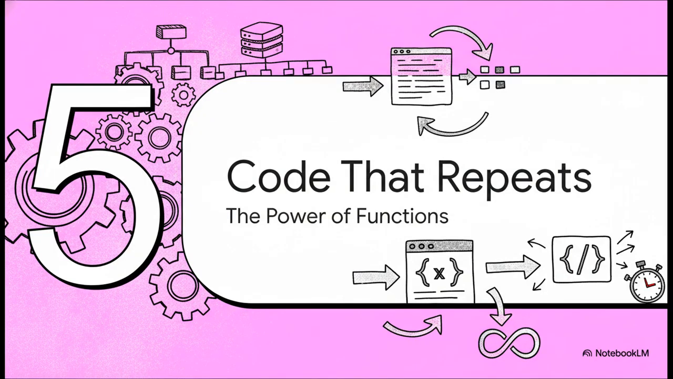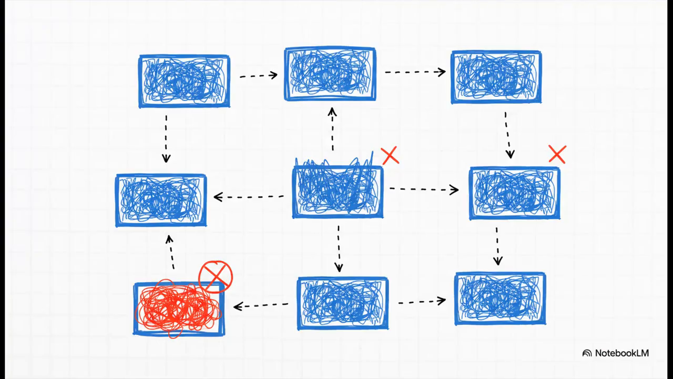So we figured out logic, we've organized our data, now we're at the final piece of the puzzle, efficiency. How do we stop ourselves from writing the same exact code over and over and over again? Take a look at this. We're writing the same 2 lines of code to greet a user in different places.